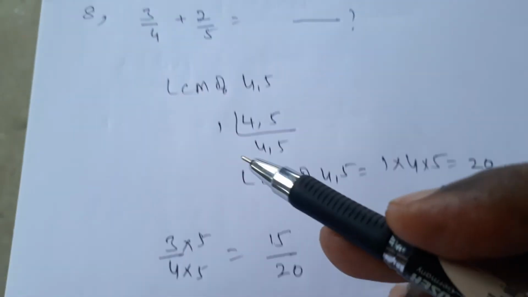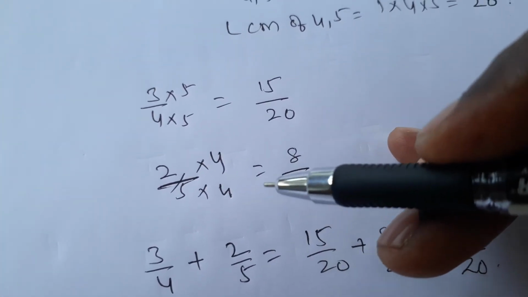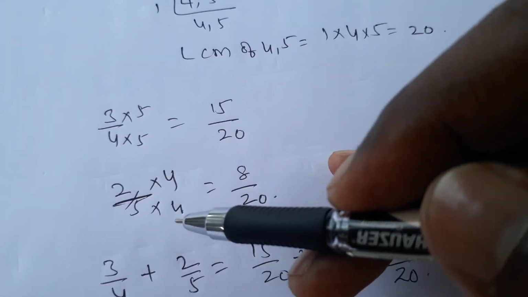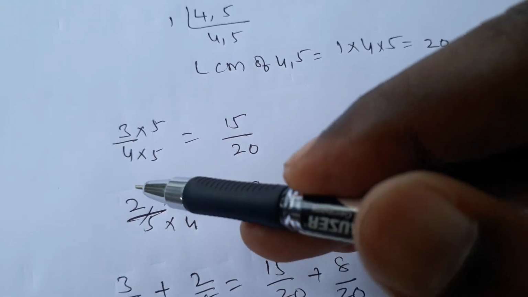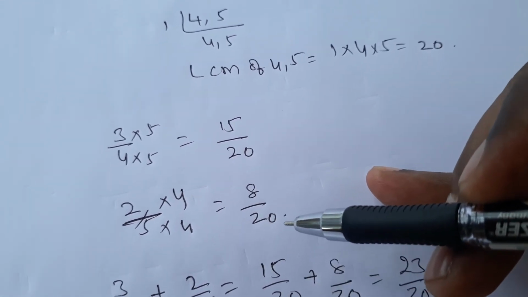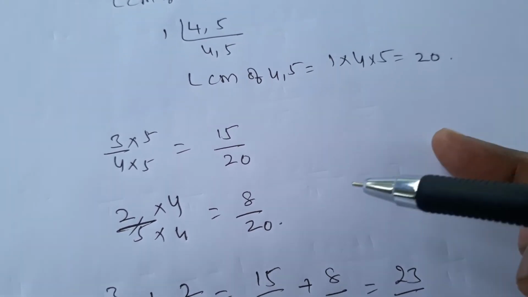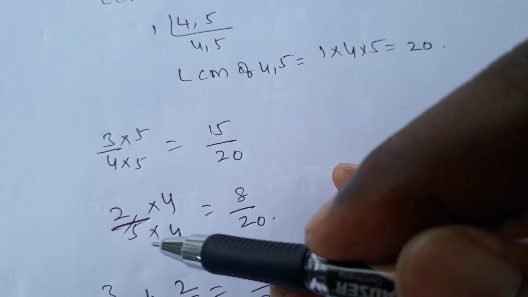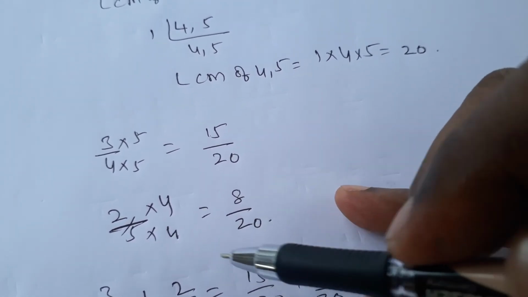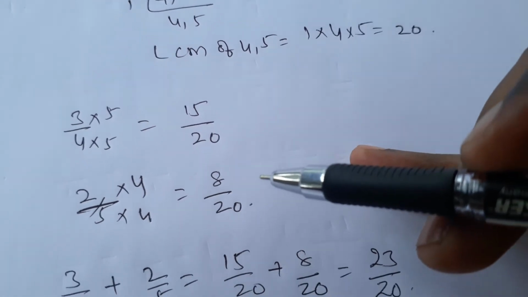Now the next fraction, 2 by 5. The denominator must be equal to the LCM. So multiply 5 with 4 and you will get 20. See, now we got 20, the LCM, as the denominator. Here also you got 20 as the denominator. 5 4s are 20, 2 4s are 8.